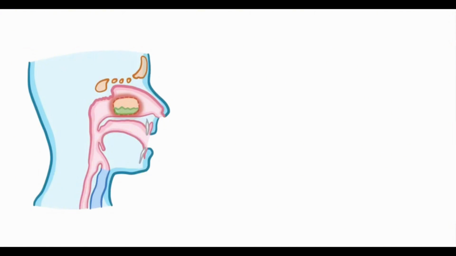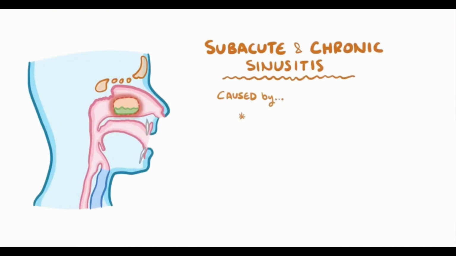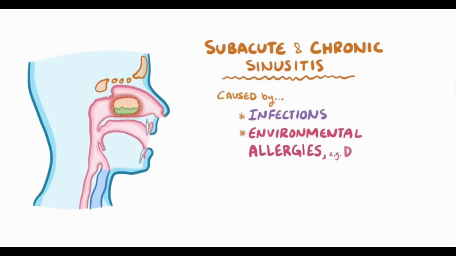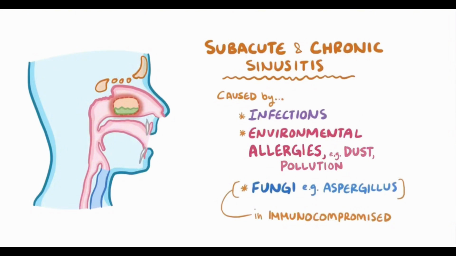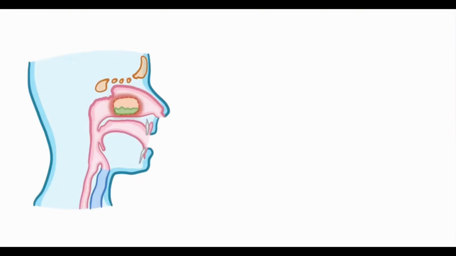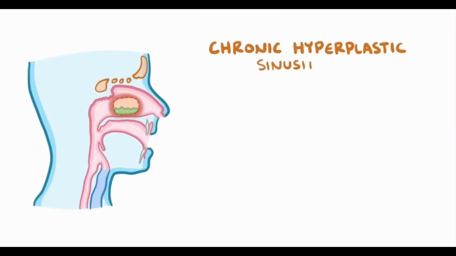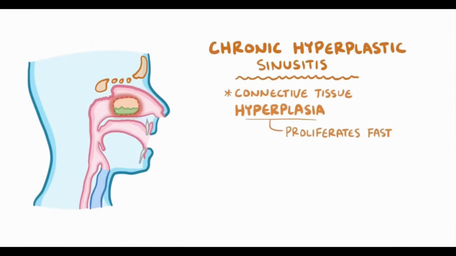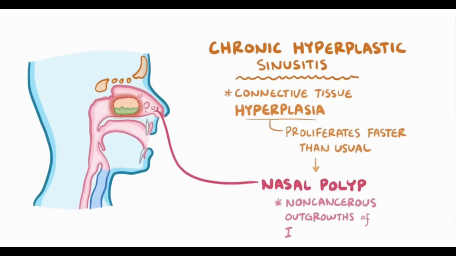If acute sinusitis doesn't resolve quickly, then it's considered subacute or chronic sinusitis. In addition to infections, another cause of subacute or chronic sinusitis is environmental allergies, like dust, pollution, or even fungi, like Aspergillus in some immunocompromised people. Finally, in response to allergies, some individuals develop chronic hyperplastic sinusitis, which is where the connective tissue of the sinuses undergoes hyperplasia, meaning it starts proliferating faster than usual. This can give rise to nasal polyps, which are non-cancerous outgrowths of inflamed tissue in the nose or sinuses.